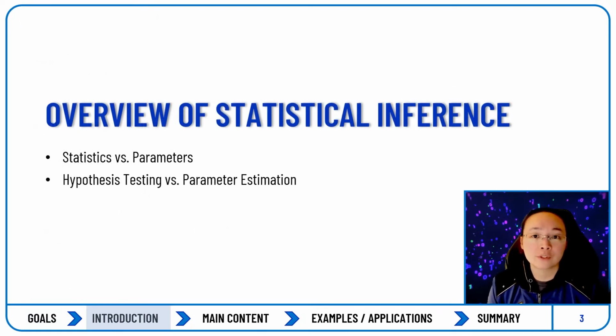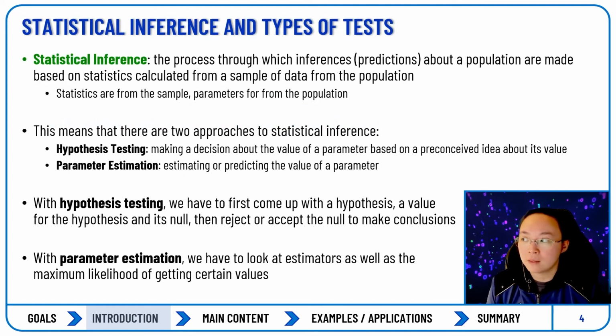So let's first start off with an overview of statistical inference. Let's take a look at what statistics are and what parameters are. Then take a look at hypothesis testing and parameter estimation, because they have very different approaches. So statistical inference is the process through which inferences or predictions about a population are made based on statistics that are calculated from your sample data. The statistics are from the sample and the parameters are from the population.